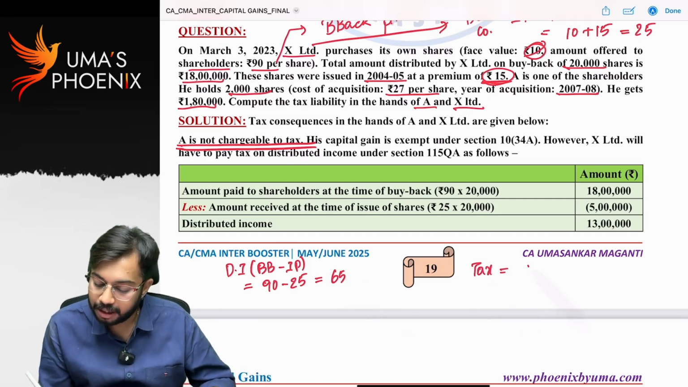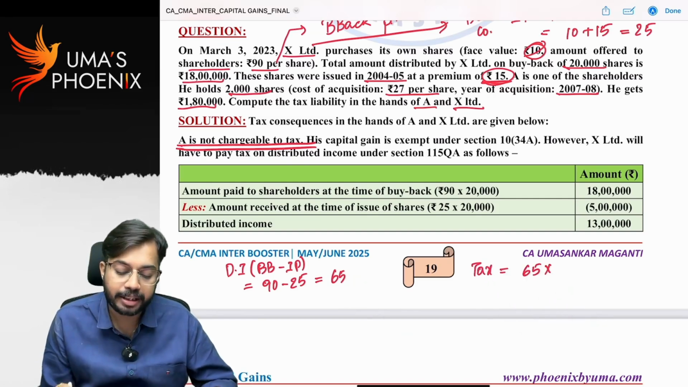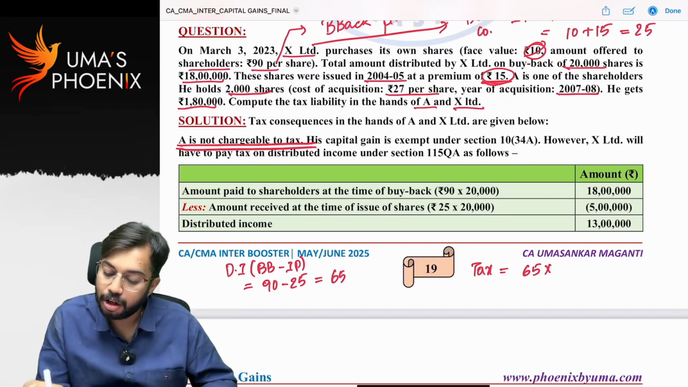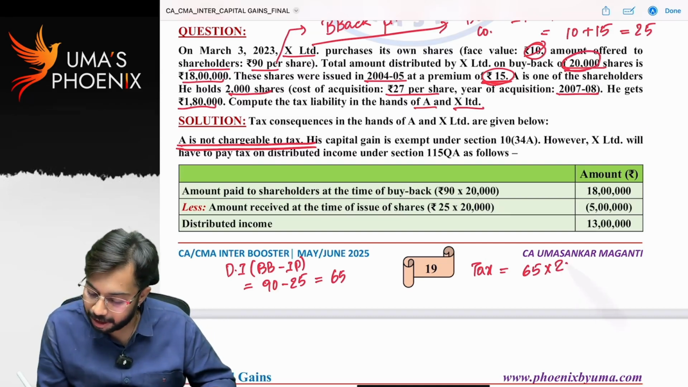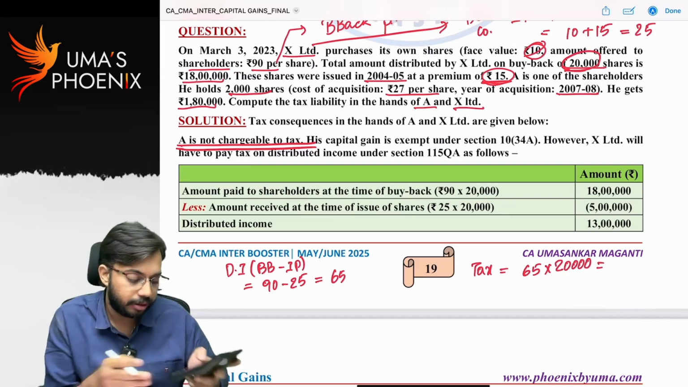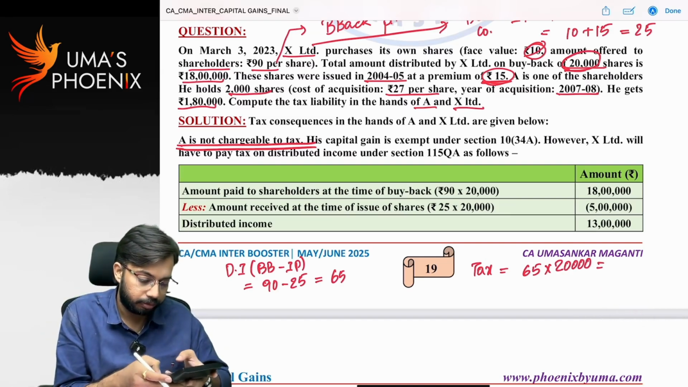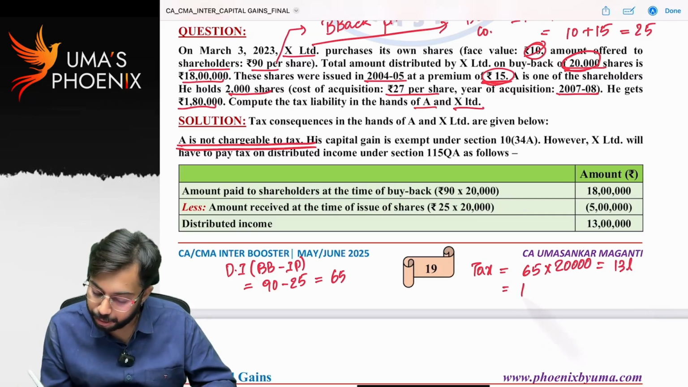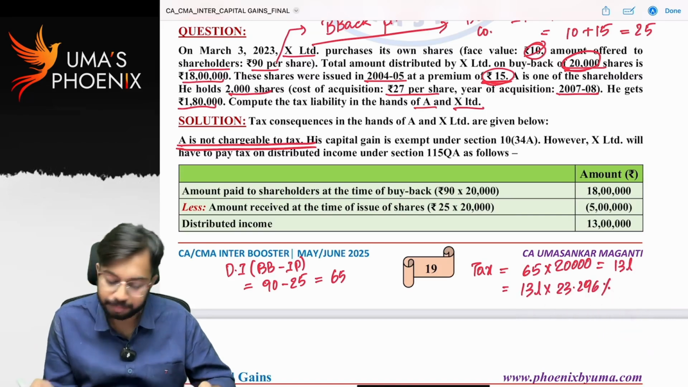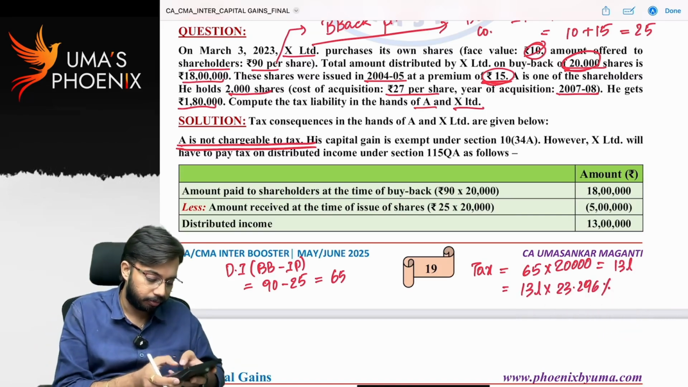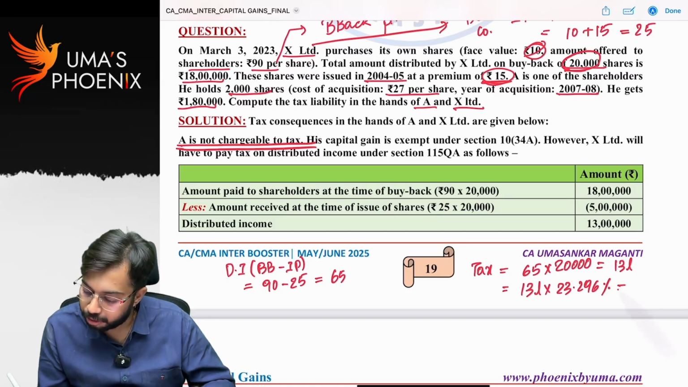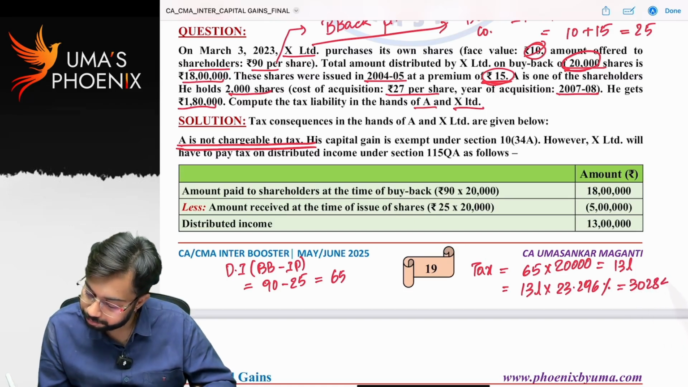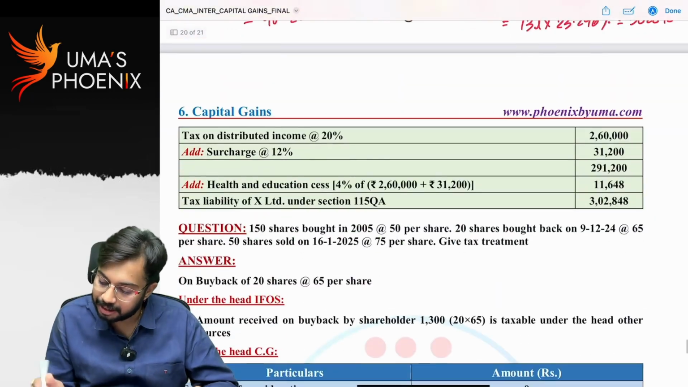Now tax. 65 rupees into how many shares are bought back? 20,000 shares. 65 into 20,000, how much? It is 13 lakhs. So 13 lakhs into 23.296%. How much? 3,02,848. Is it the answer? Yes, the answer is 3,02,848.